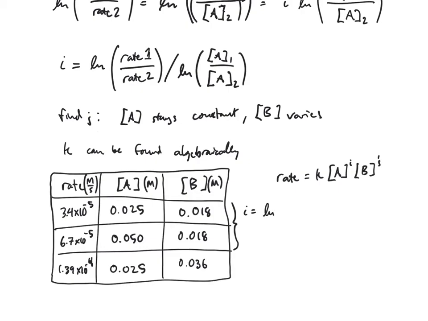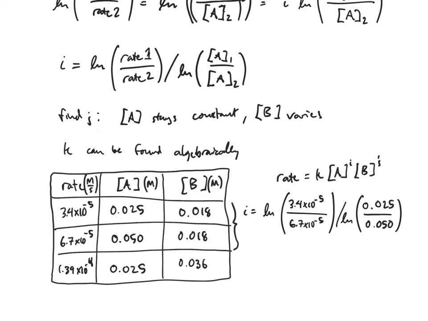So i equals the natural log of the two rates divided by each other, 3.4 times 10 to the negative fifth, and 6.7 times 10 to the negative fifth, divided by the natural log of the two concentrations, 0.25, 0.050, like so. Now when you plug this into your calculator, i equals 0.98, on and on and on.